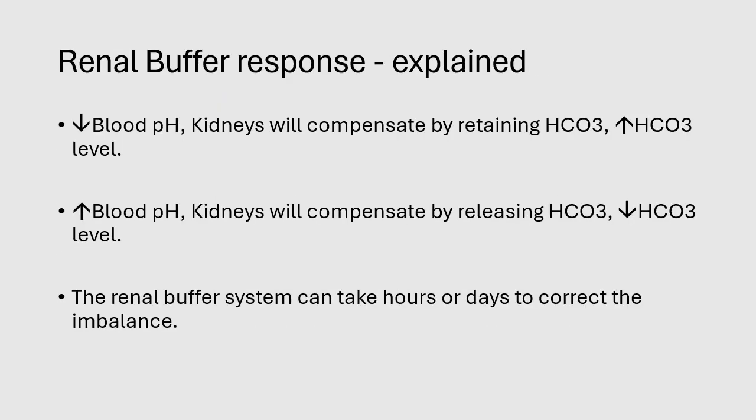In summary, the buffer response in the kidneys involves the following. In a state of acidosis, the kidneys compensate by retaining bicarbonate. In a state of alkalosis, the kidneys release bicarbonate. The renal buffer system is slower than the respiratory buffer system and can take hours or days to correct the imbalance.